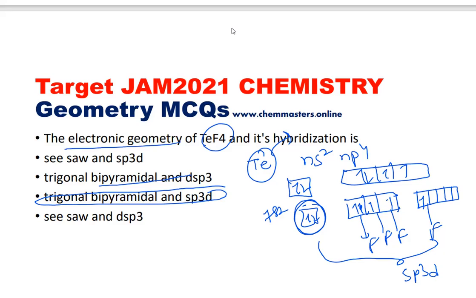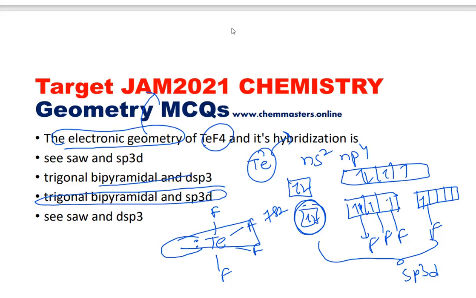Just look at the question carefully. Here it is mentioned that the electronic geometry, that means we need to consider electron pairs also in deciding the geometry of it. So the electron pair should be in the equatorial position. In this case, you can see it is trigonal bipyramidal and with sp3d hybridization.